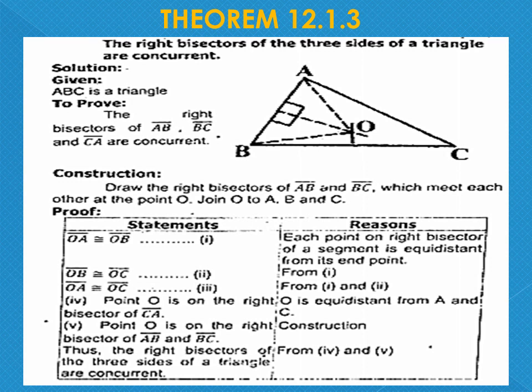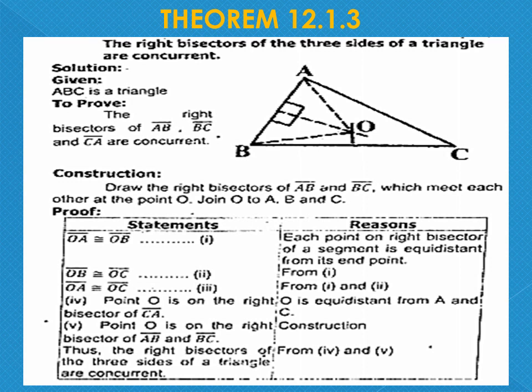It means all three right bisectors of the sides of a triangle meet at one point. They are concurrent actually. What is given here, students? Here we have only given a triangle ABC. We have drawn it in front of you and we have given the name ABC.